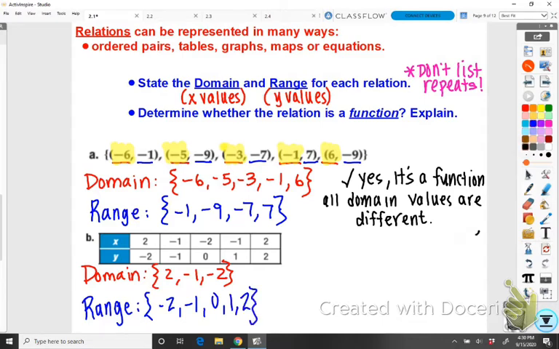So is this one a function? The answer should be, well, let's check out the top row. We got 2, -1, -2, -1, and +2. So you can see the 2's repeated, and so did the -1. So it has repeating domain values. So this is not a function.